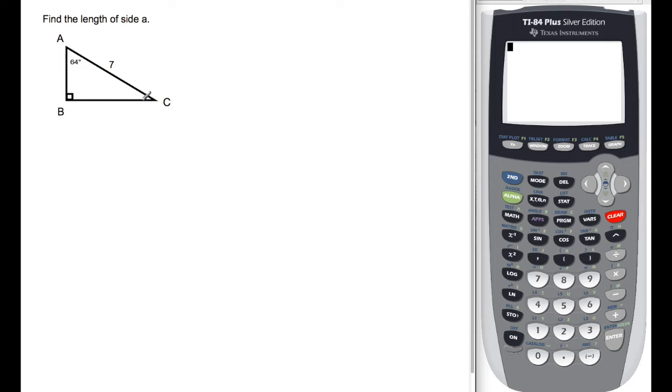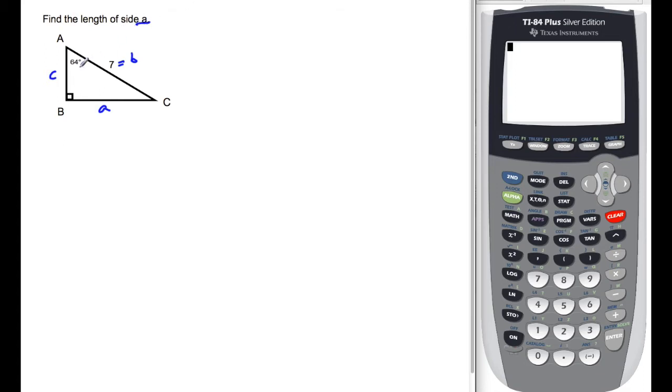Just one convention that we generally use is side A is going to be opposite angle of the capital letter A. So this is side A, 7 is actually side B, and then opposite the angle C is going to be side C. So we use lowercase letters for the side lengths and capital letters for the angle measurements. So we want to find the length of side A.